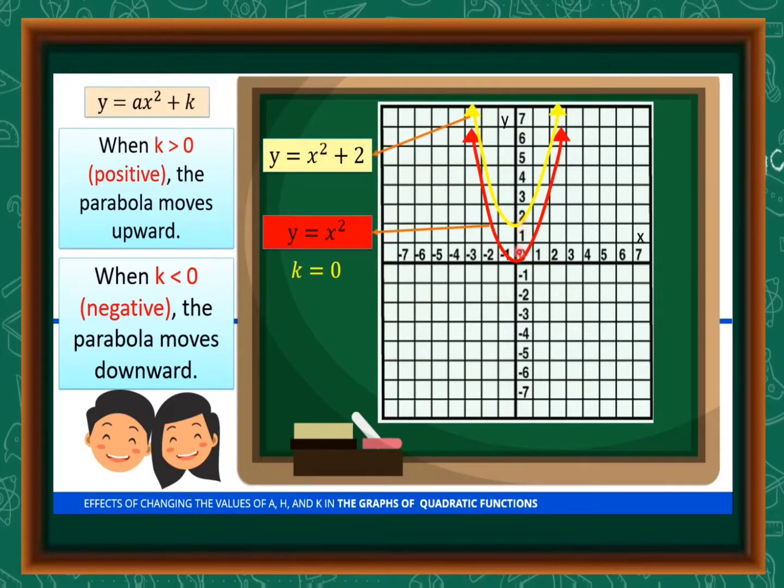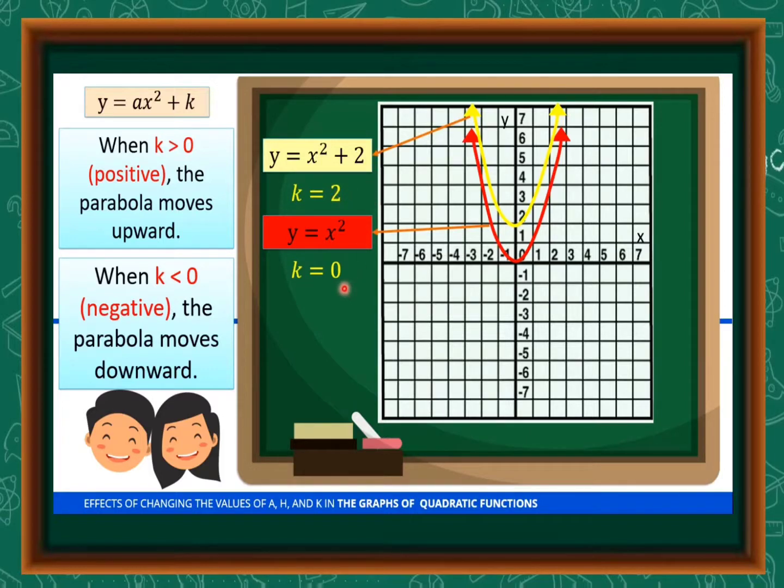What happened? From this graph, okay, since we have here y is equal to x squared, and then may k tayo which is equal to 2, nag-move upward ang ating parabola. How many units ang movement? We have 1, 2. 2 units upward kasi ang k is a positive value. We have k is equal to 2.